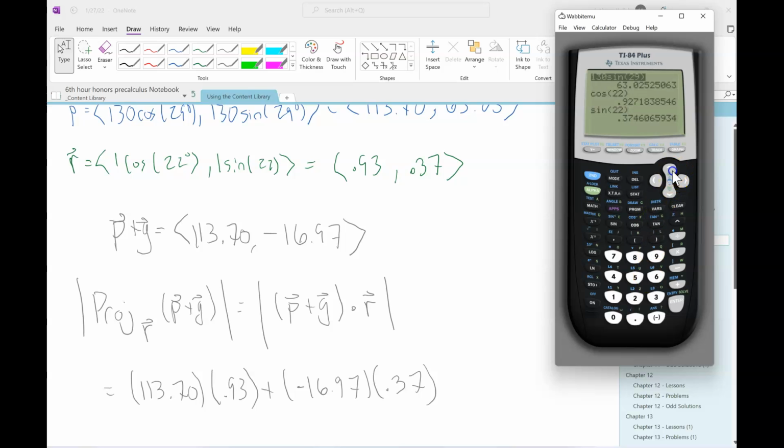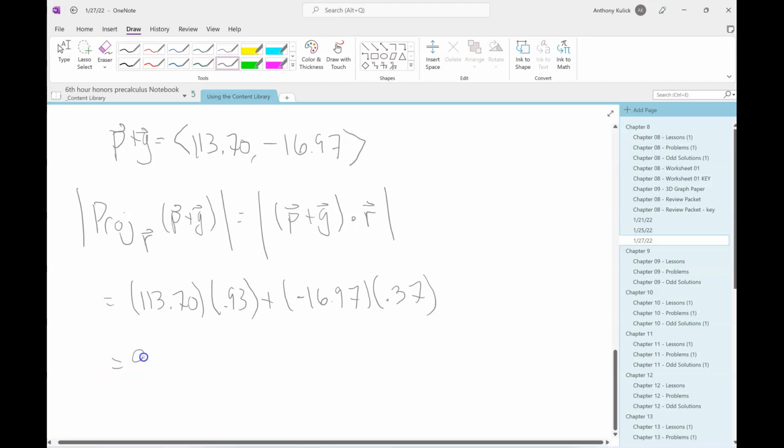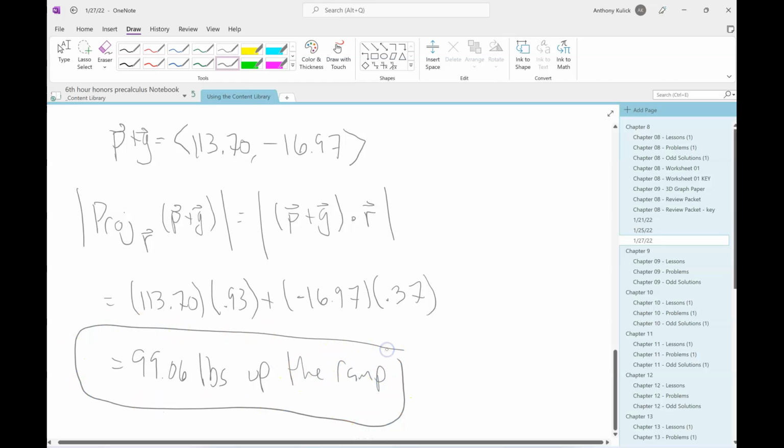So let's see. This one times this one plus, I'm going to have to use a parenthesis there because I didn't actually subtract the 80 in my calculator. So I do that, I get 9906. And because that number is still positive, we know we're moving up the ramp. Robbie, does that feel okay there? Okay. Aria.